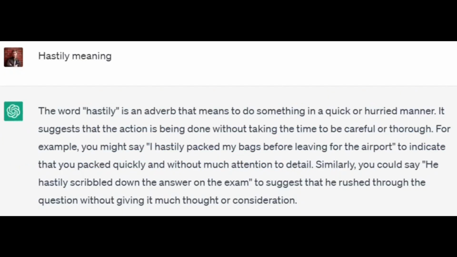The word hastily is an adverb that means to do something quickly or in a hurried manner. It suggests the action is done without taking the time to be careful or thorough. You might say, I hastily packed my bags before leaving to the airport.